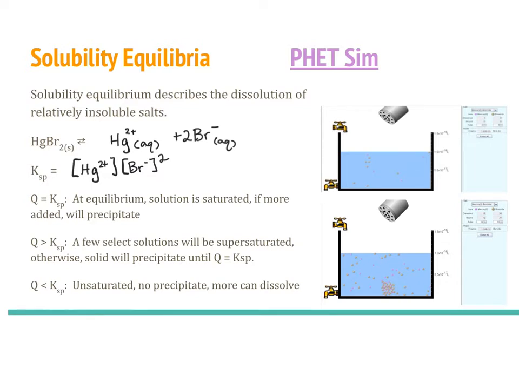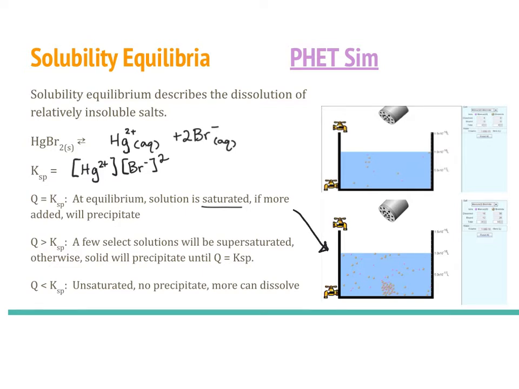And we've seen several different situations. If this Q, the current conditions, are equal to the KSP, so the amount of mercury and bromide ions present is equal to the KSP, then the system's at equilibrium. The solution is called saturated. That means that no more solute can be dissolved, and if there's more added beyond what the water can hold, then a precipitate, a solid, will form at the bottom of the container. You can see this situation in the second picture over here because no more solute can be dissolved, and so you can see a solid precipitate formed at the bottom of the container.